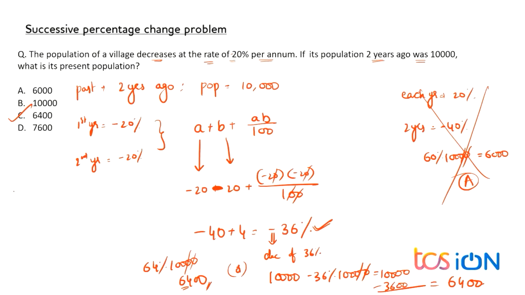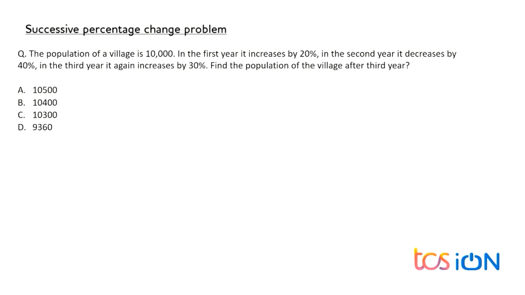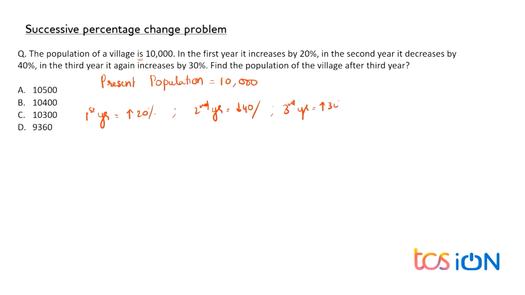Right? So simple. Now moving on to one more. Okay, here comes your doubt, which is having 3 years. Okay, the population of a village is, that means present population is given. Right? So tenses are very important when it comes to population questions or basically this type of questions. 10,000 given. Now, the first year given, there is an increment of 20%. Okay, that's fine. Now, the second year is given a decrement of 40% this time. Right? Whereas the third year, again, there is an increment of 30%.